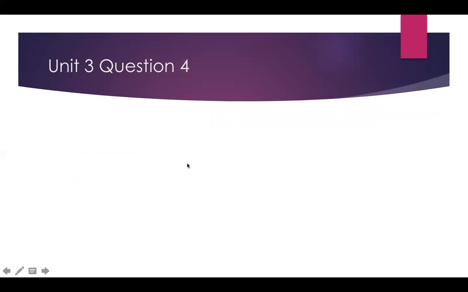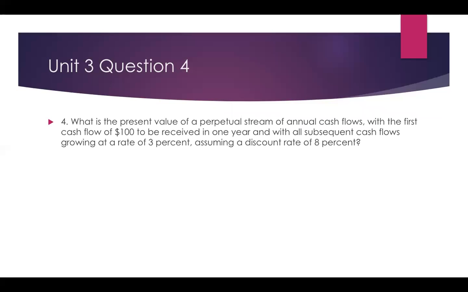All right, on to question 4. What is the present value of a perpetual stream of annual cash flows with the first cash flow of $100 to be received in 1 year and all subsequent cash flows growing at a rate of 3%, assuming a discount rate of 8%?